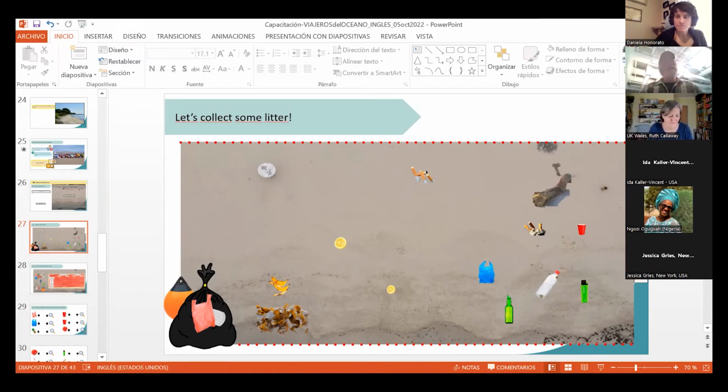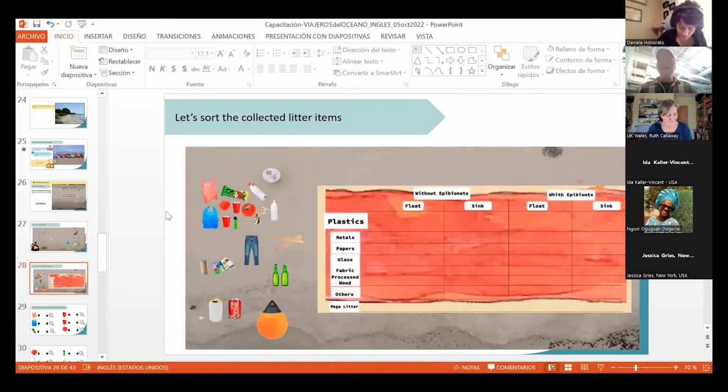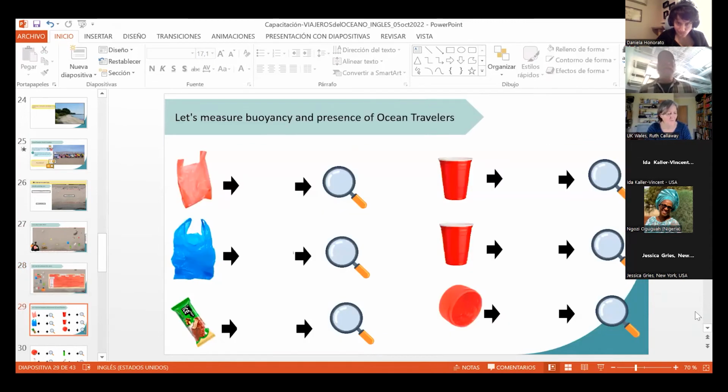But in our sampling, we are not including it. Okay, cool. So we go then to our beach laboratory, where we have already established this sheet on the ground, and we have already sorted the litter into the main categories. So we have the plastic here, we have the metal down here, we have the papers here, the glass here, the fabric here, and we have the processed wood. And so now we are ready to move forward and determine the buoyancy and whether there are organisms.